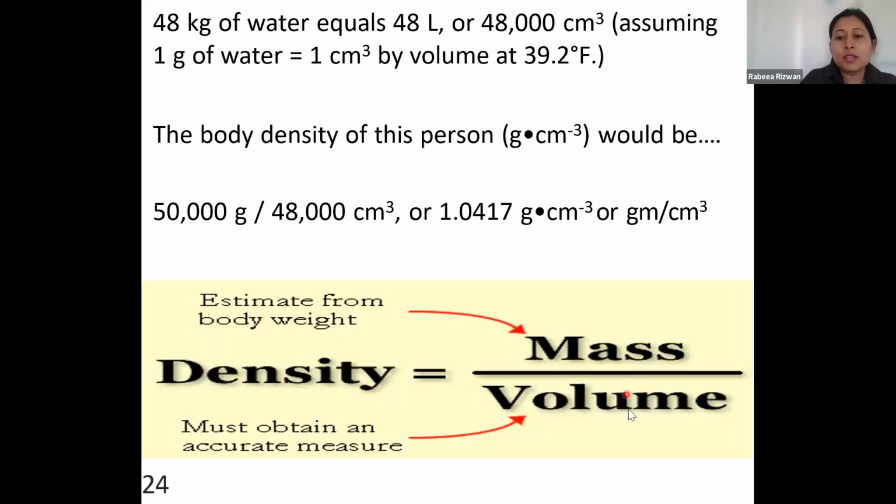Density equals mass divided by volume. You must know this equation so that you can solve any related numericals or questions. And in simple terms, how can we define density? Density is the measurement of how tightly a material is packed together, while mass is the body weight, and volume is how much space a body is covering.